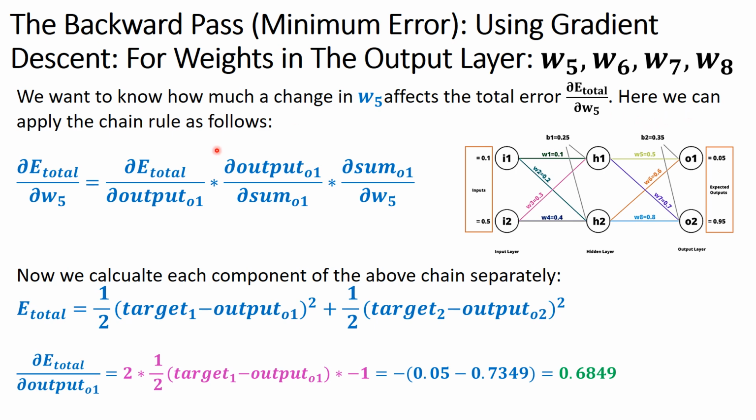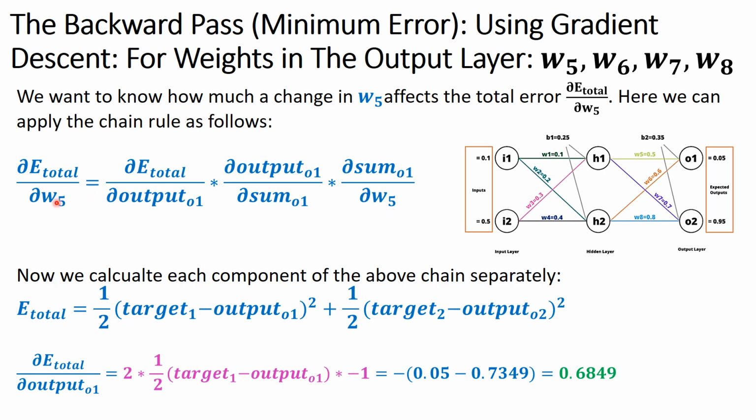Here we can apply the chain rule as follows. استخدم chain rule كالتالي: partial E total with respect to W5 equals partial E total with respect to output O1 multiplied by partial output O1 with respect to sum O1 multiplied by partial sum O1 with respect to W5.